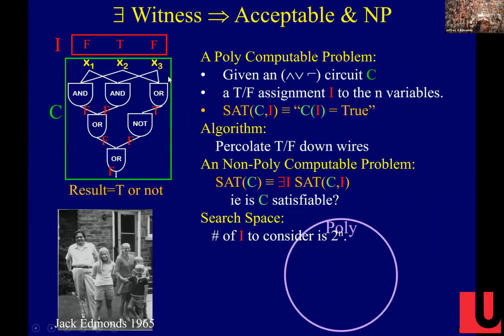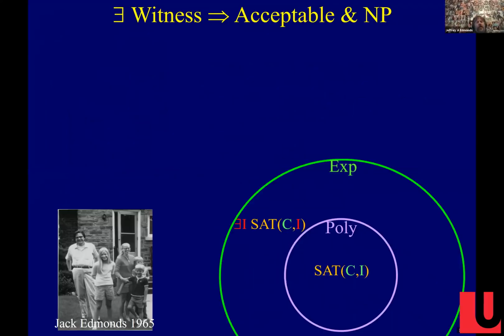Now, when the inputs were integers, there was an infinite search space, so we couldn't try them all. But now we have a finite search space. In fact, how big is it? If we have n variables, then there are 2 choices for the first variable and 2 for the second and 2 for the third. So the total number of inputs that we could have is 2 to the n. So in 2 to the n time, I can certainly try them all and tell you whether or not the circuit is satisfiable. But that's not polytime, that's exponential time.